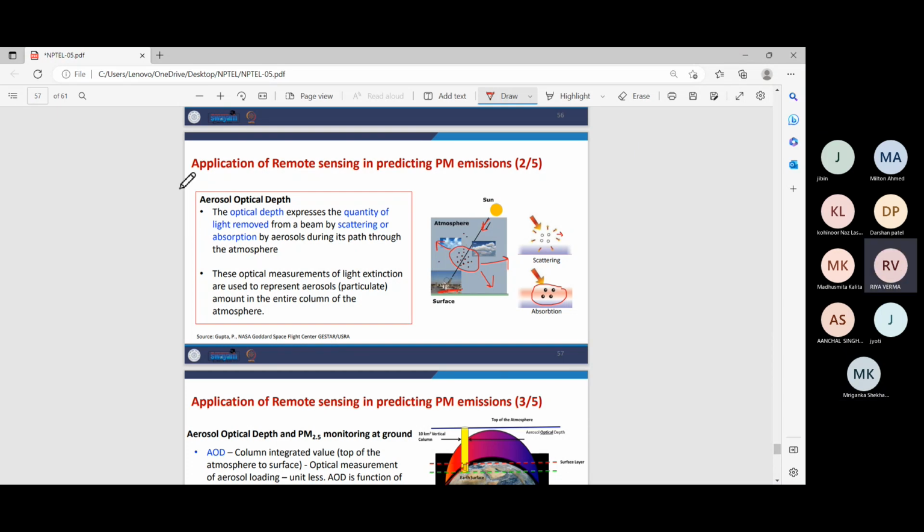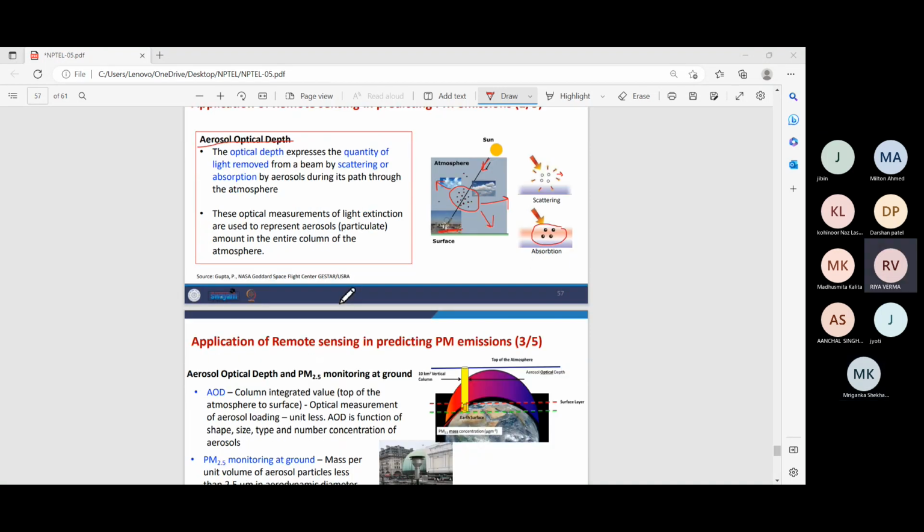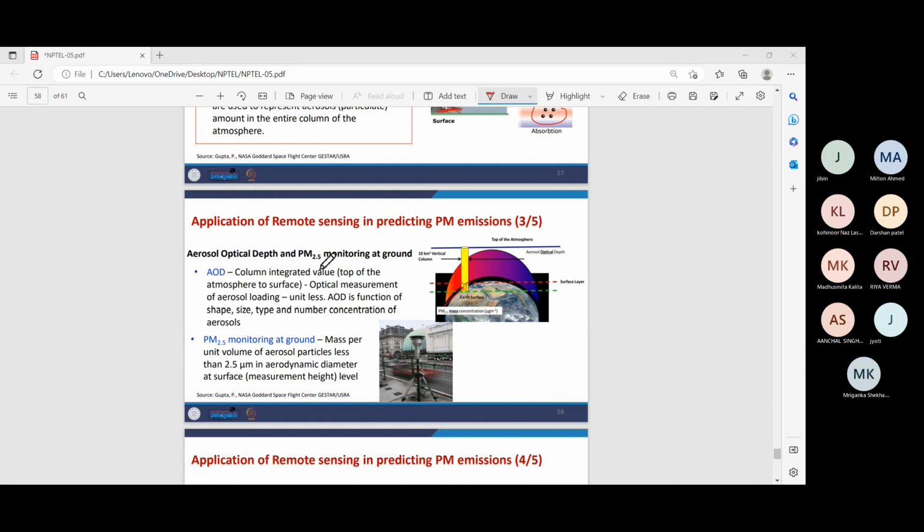That is why this term, aerosol optical depth, is used as an indicator of particulate matter in the atmosphere. Correct? So, understood this term, your aerosol optical depth? Okay. So that is why we are using this term, AOD, for measuring PM 2.5 levels.